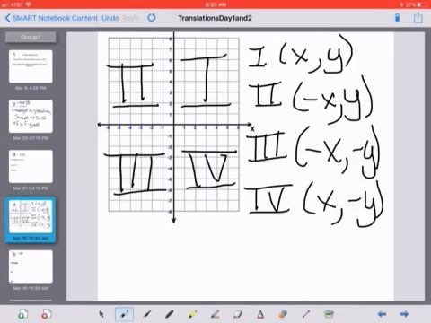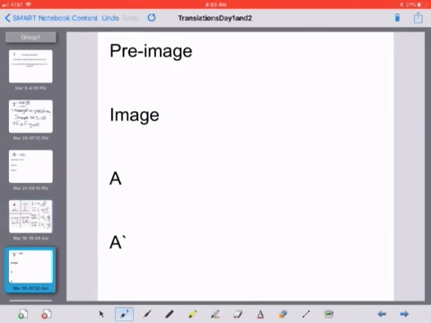So a few terms we need to know before moving on in the unit are the four listed here: pre-image, image, A, and then A with a little apostrophe there. And again, if you need time, if I'm moving too fast, please pause as you copy these notes into your spiral. So a pre-image is just the image or the figure we start with.